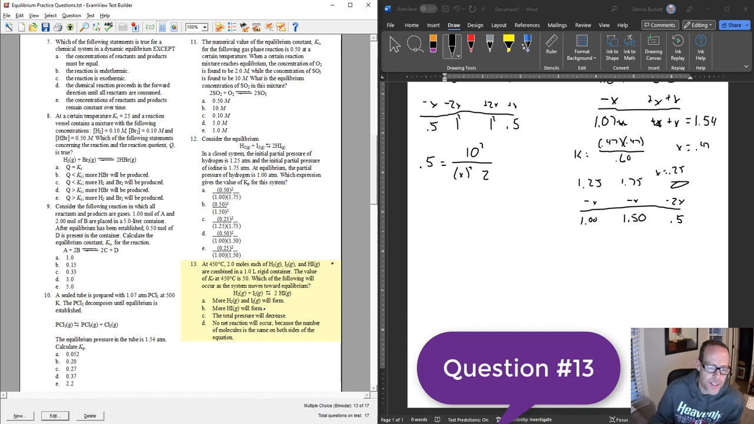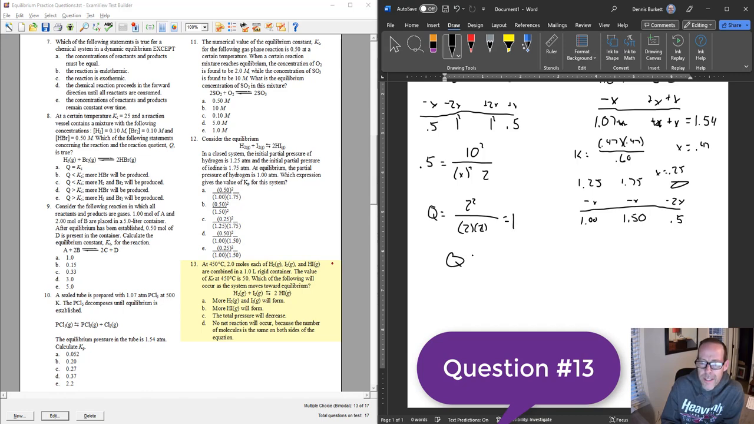13. At 450 Celsius, 2 moles each of hydrogen, iodine, and HI are combined in a 1 liter rigid container. The value of Kc is 50, which of the following occurs as the system moves towards equilibrium. All right, so really, on this one, I've got 2 of everything. So I just want to find Q, all right, and compare Q to K. So Q is going to be 2 squared all over 2 times 2. So it's going to be 1. Right? So Q equals 1.